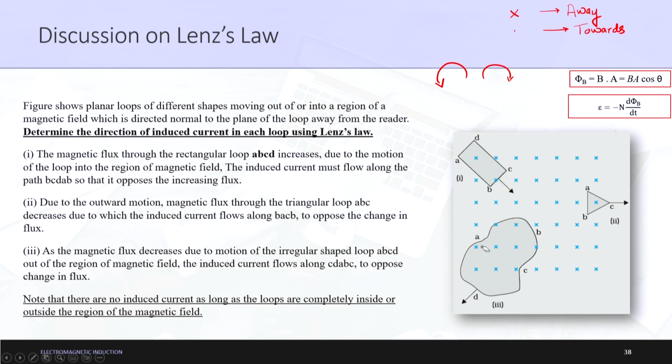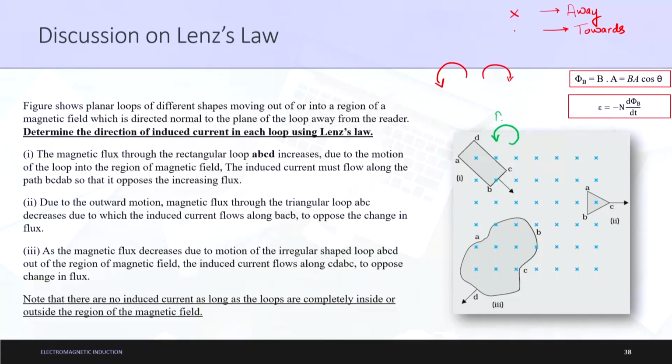Moving on, the induced current must flow along the path BCDAB. What is the path BCDAB? It means it will go in the anti-clockwise direction, because the magnetic flux is increasing. As the flux is increasing, the current will counter it. How to counter it? It will go in the anti-clockwise direction, so that it opposes the increasing flux.